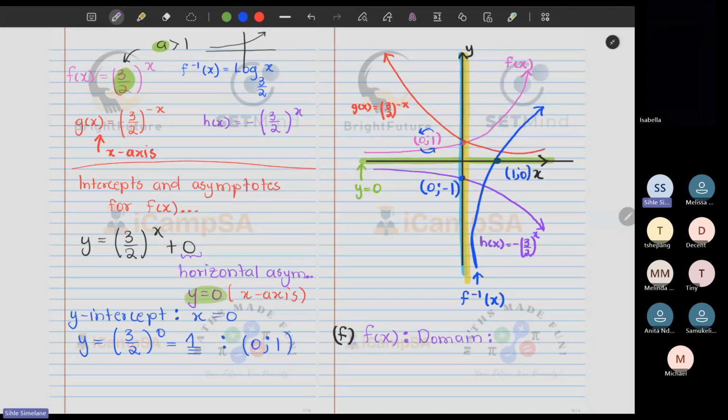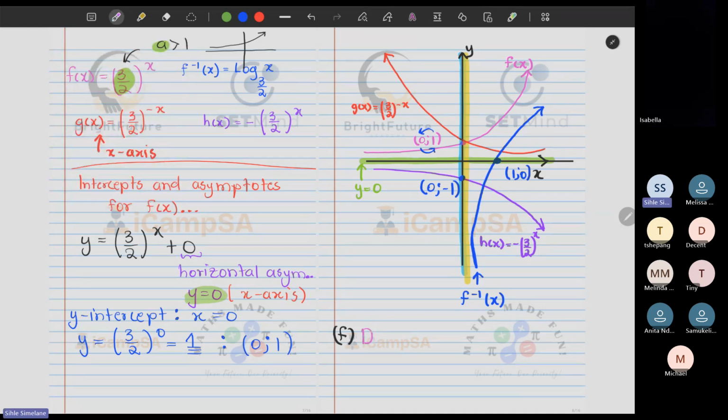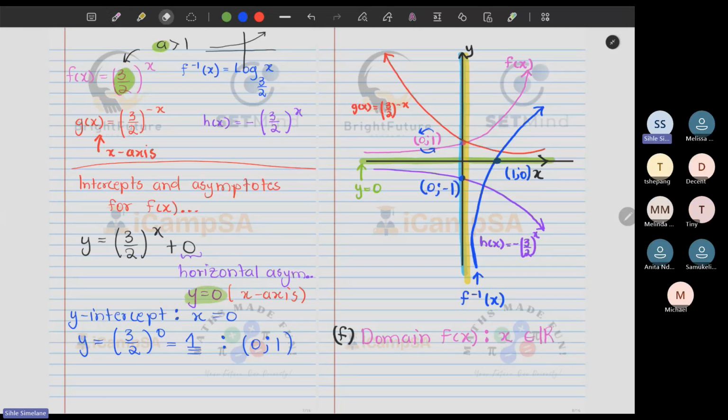So when you look at f of x, which is the pink graph, is it restricted when you look at the x values? Because remember, domain, we are speaking about the possible x values. So we're looking at the domain of f of x. It is an exponential function. It is not restricted in the x values. So we'll just say x is an element of real numbers, meaning x can be anything and everything it wants to be.